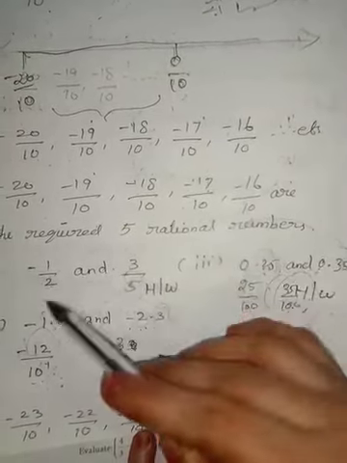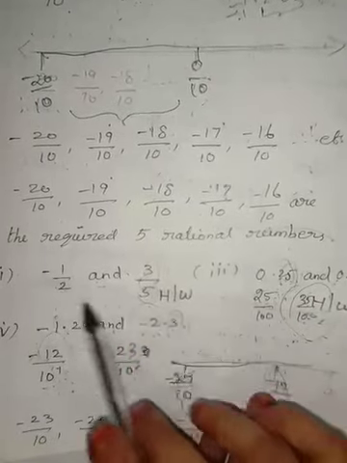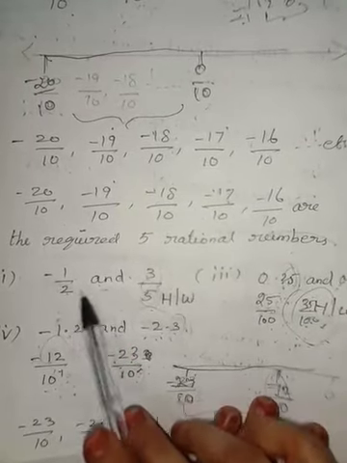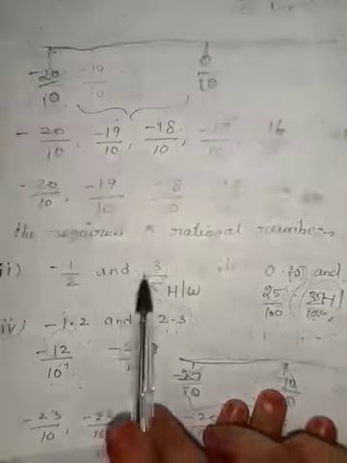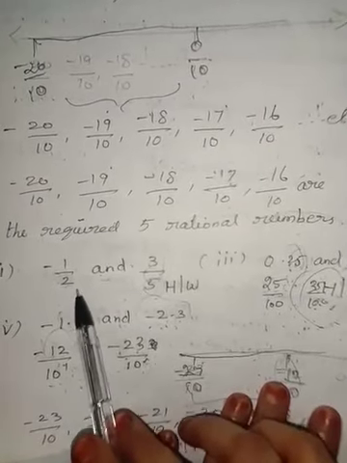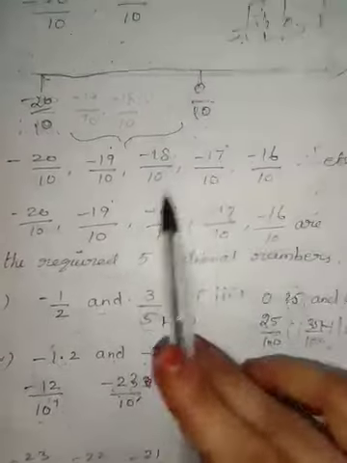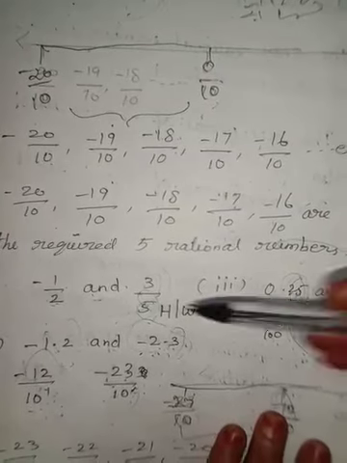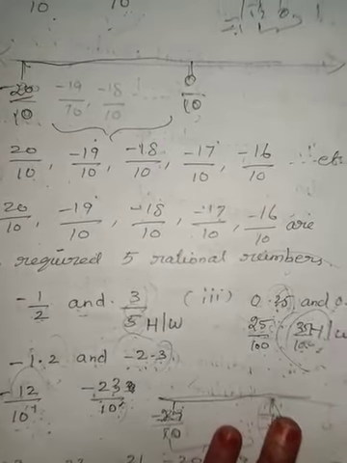And the second one, they are asked in the fractional form. Fraction means rational number form. Here the denominators are different. When you convert them into like denominators, we get the 5 rational numbers. Okay, the sums you yourself do it, students.